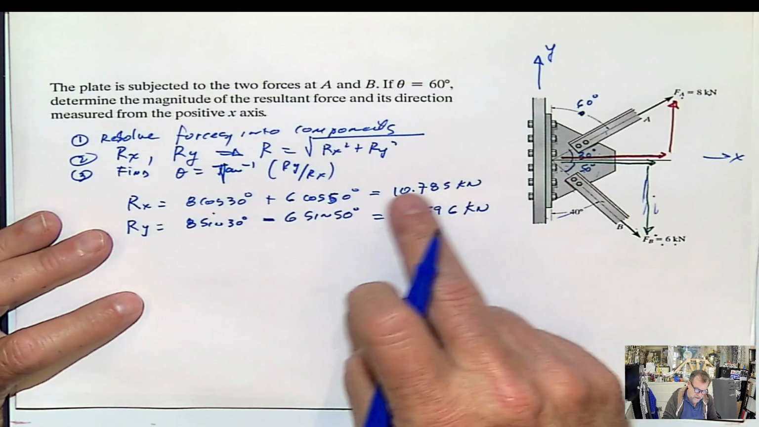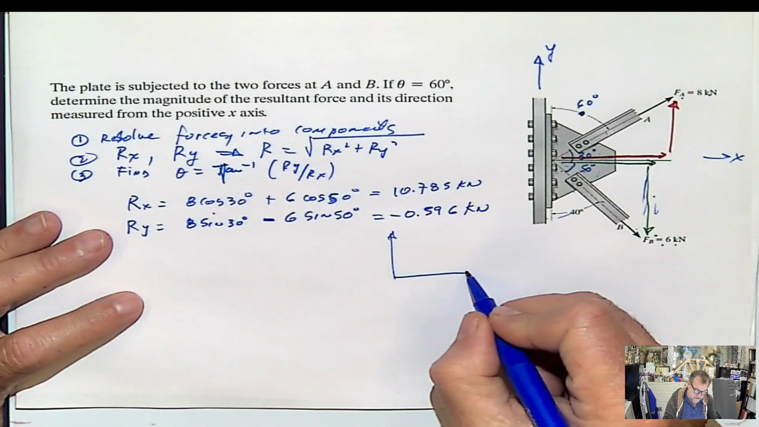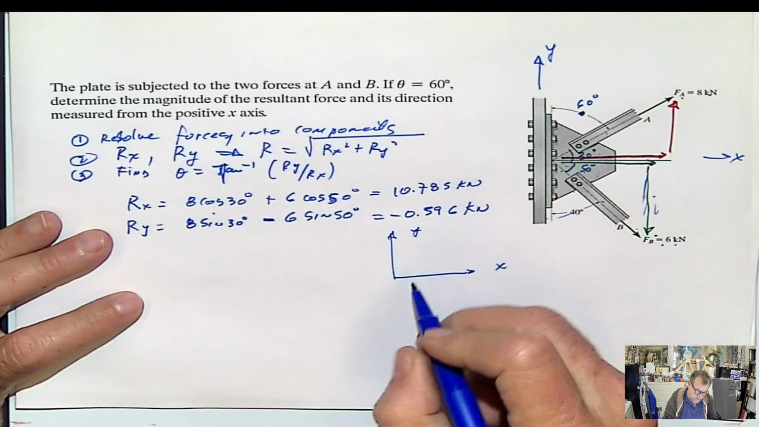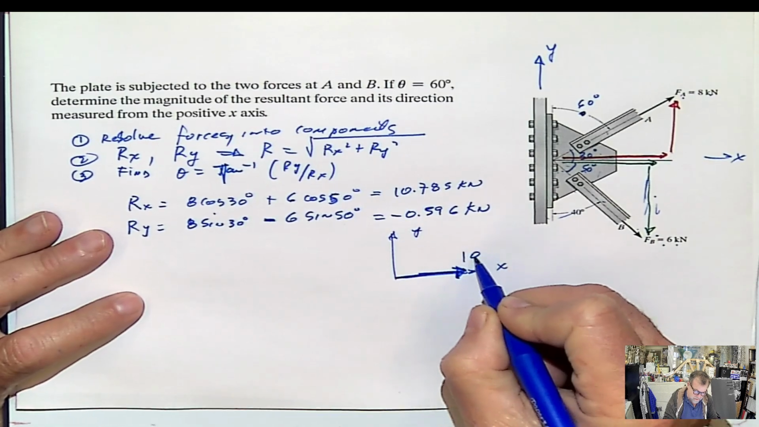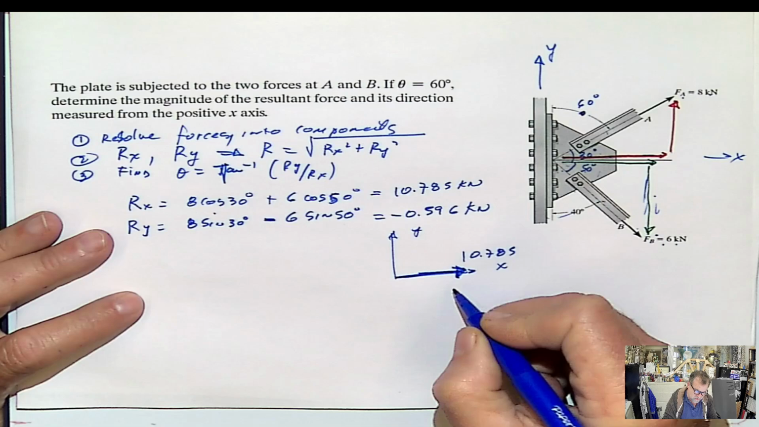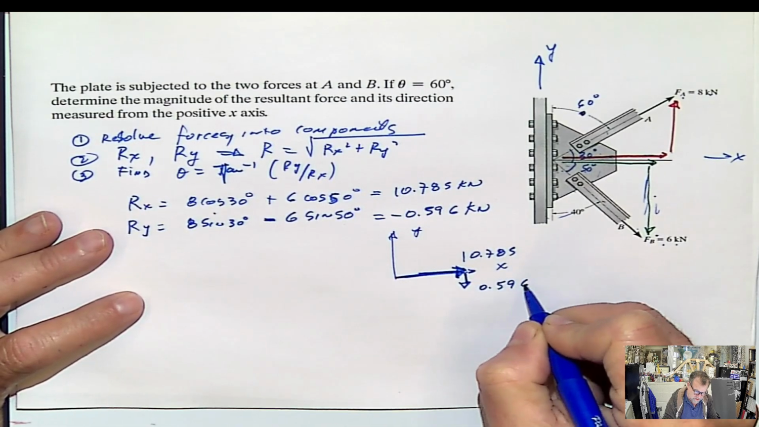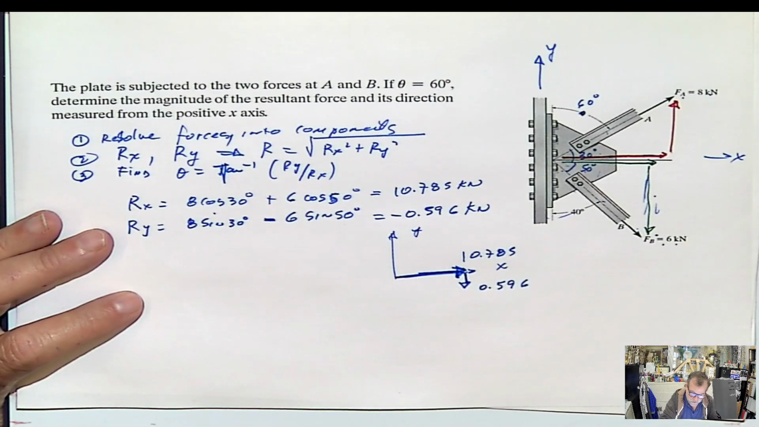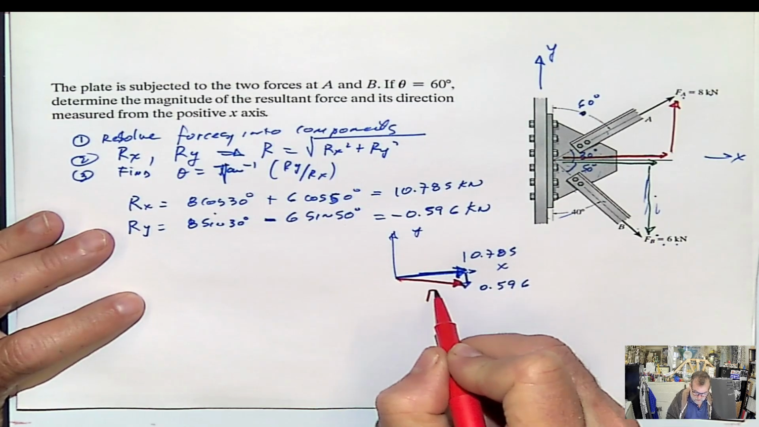That means that our resultant in X, if these are my axes, goes 10.785 in this direction, but it goes 0.596 in this direction to produce a resultant force that is going to be this one.